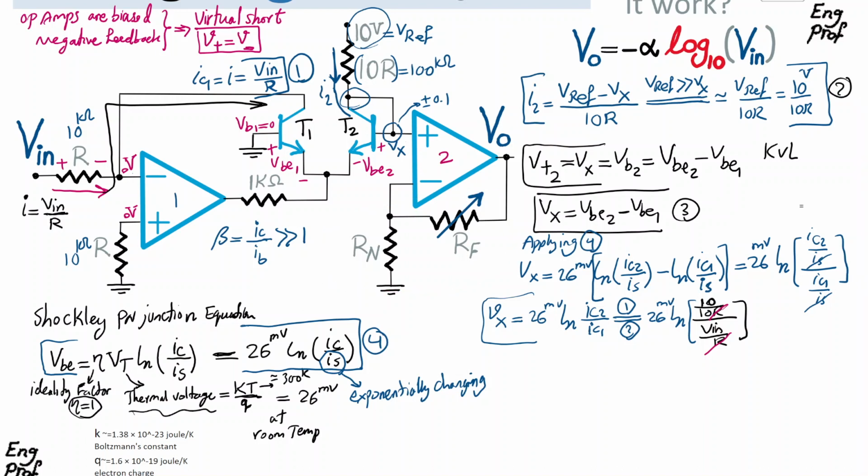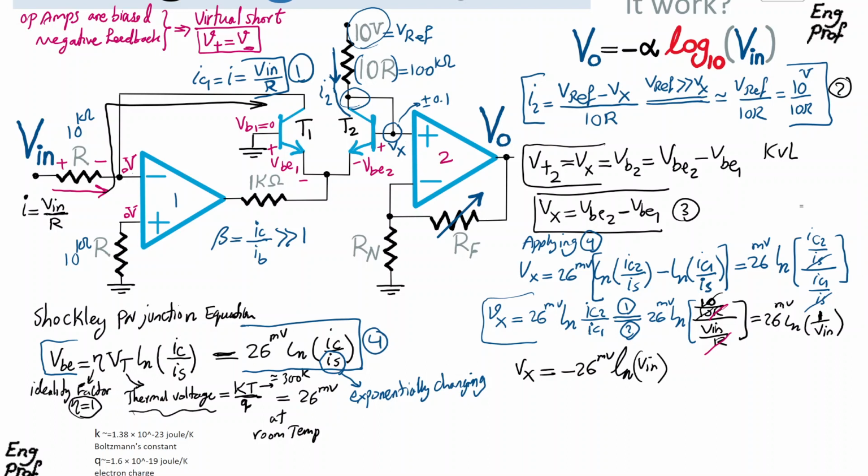Okay, so the result becomes what? Here's what we get: 26 millivolt times ln, and then effectively 10 and 10 cancel out and it becomes 1 over Vn, voltage over voltage, so it's dimensionless inside the argument of the natural logarithm. This can also be written, instead of ln of 1 over Vn, as minus 26 millivolt, the Vt, times ln Vn.